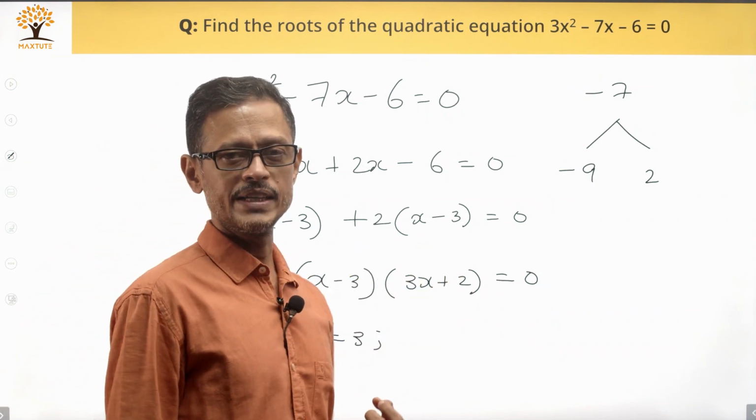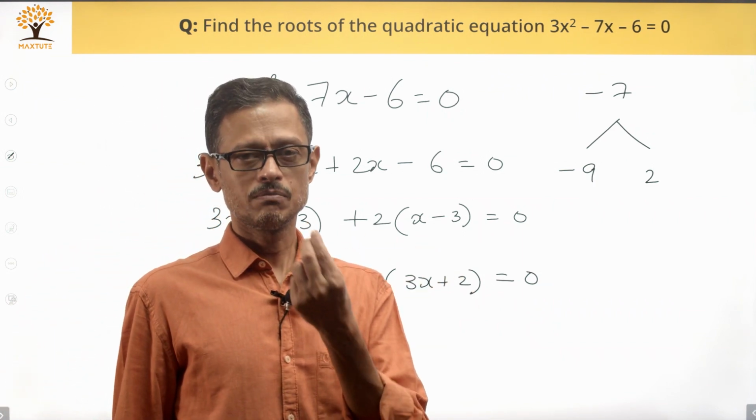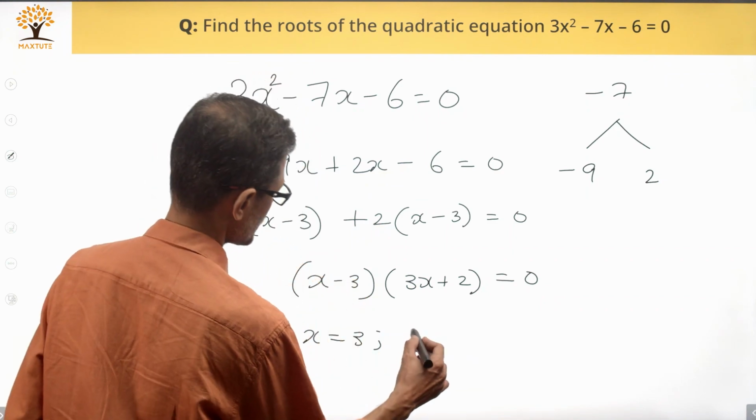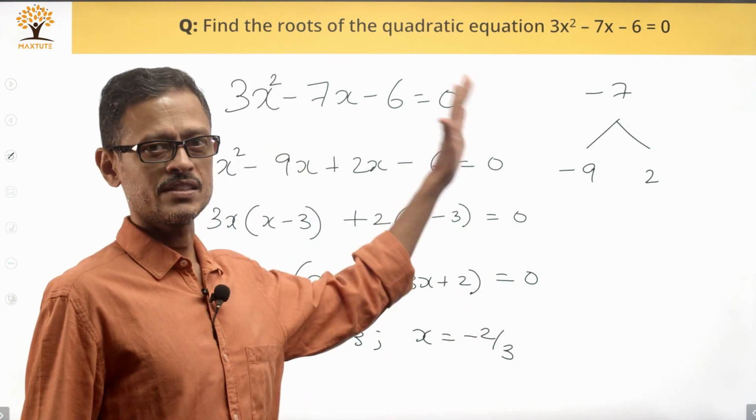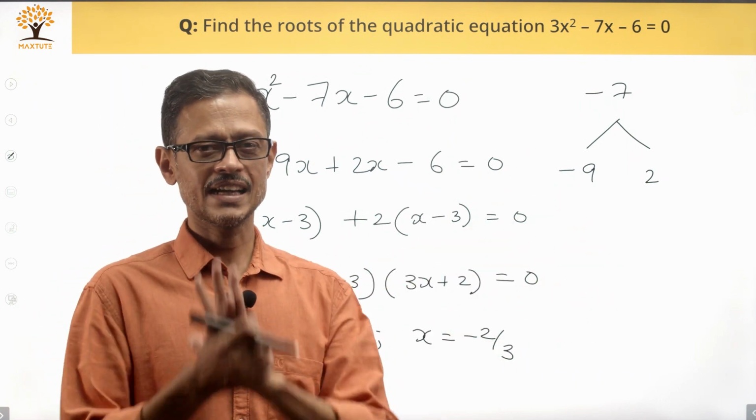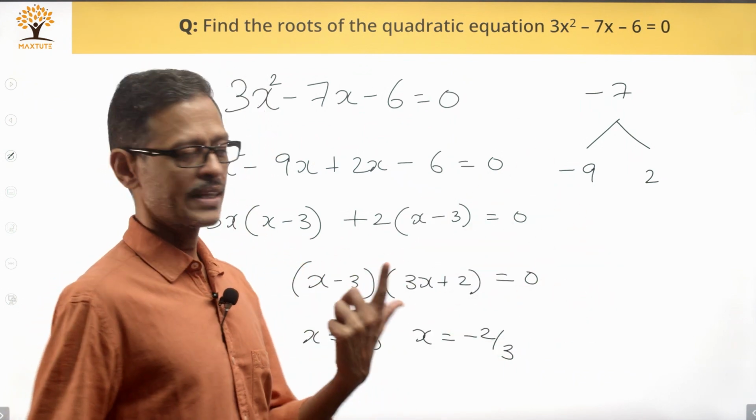If 3x plus 2 equals 0, then 3x will be equal to minus 2, or x is equal to minus 2 by 3, which is the second root of this quadratic equation. So, that is it, done. We got 2 marks for this question, rather straightforward question. Let us look at this question.